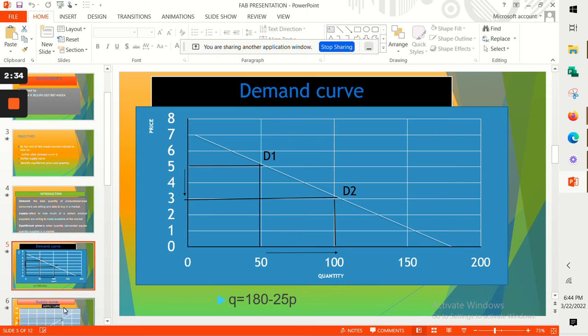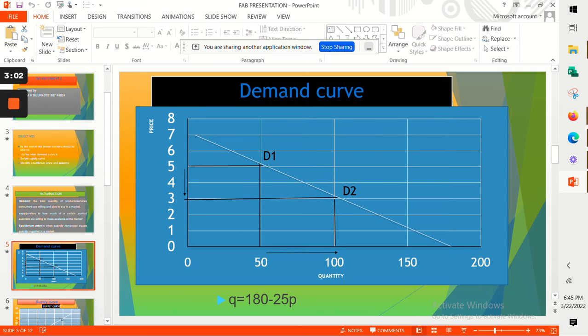So to go further, let us look at the demand curve. You see that it slopes down from left to right, as you can see on our diagram there. The curve is going down from left to right. And in this case, on the y-axis there is price, and on the x-axis we have quantity.